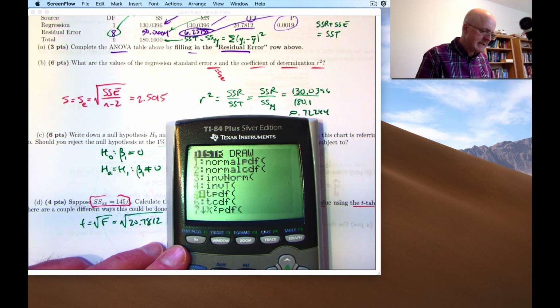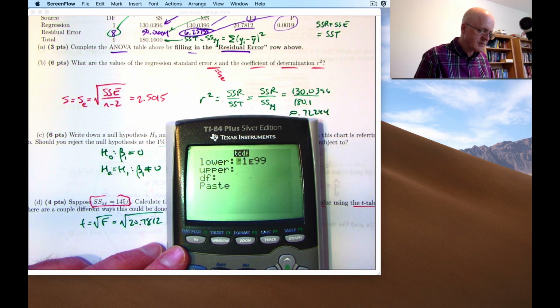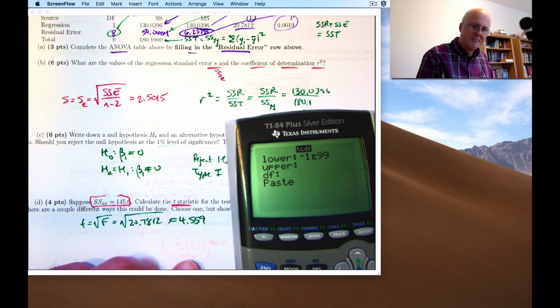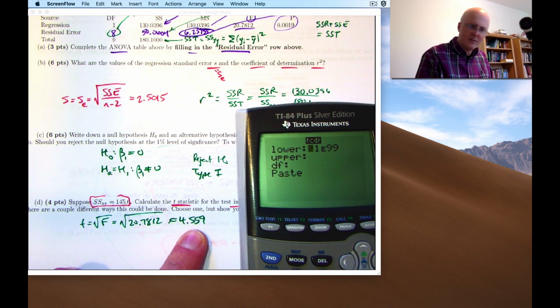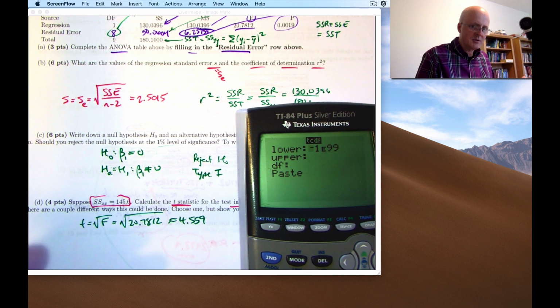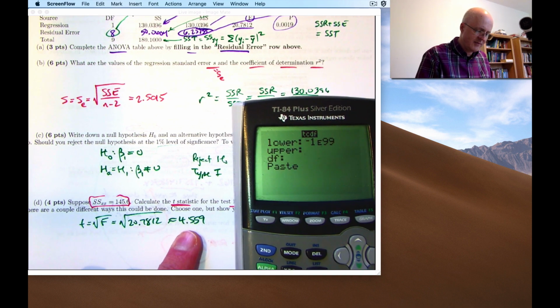The TCDF, cumulative distribution function. I'm trying to find the area to the right of 4.559 and double it because it's a two-tailed test. So I'd want to put 4.559 here for my lower, put essentially infinity, so to speak, for the upper, 10 to the 99th. DF is 8, paste this. Whatever answer I get, I need to double it.